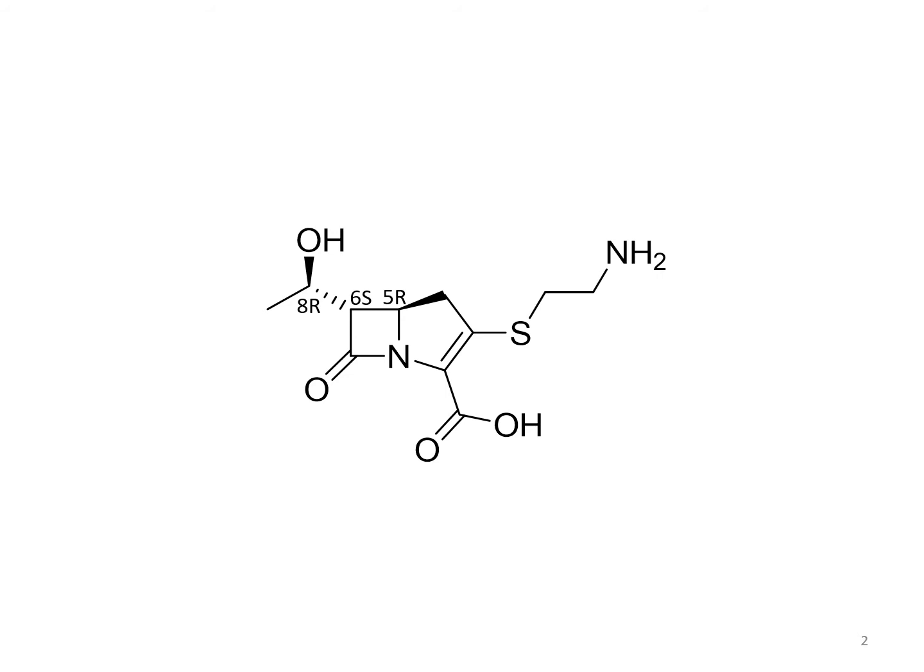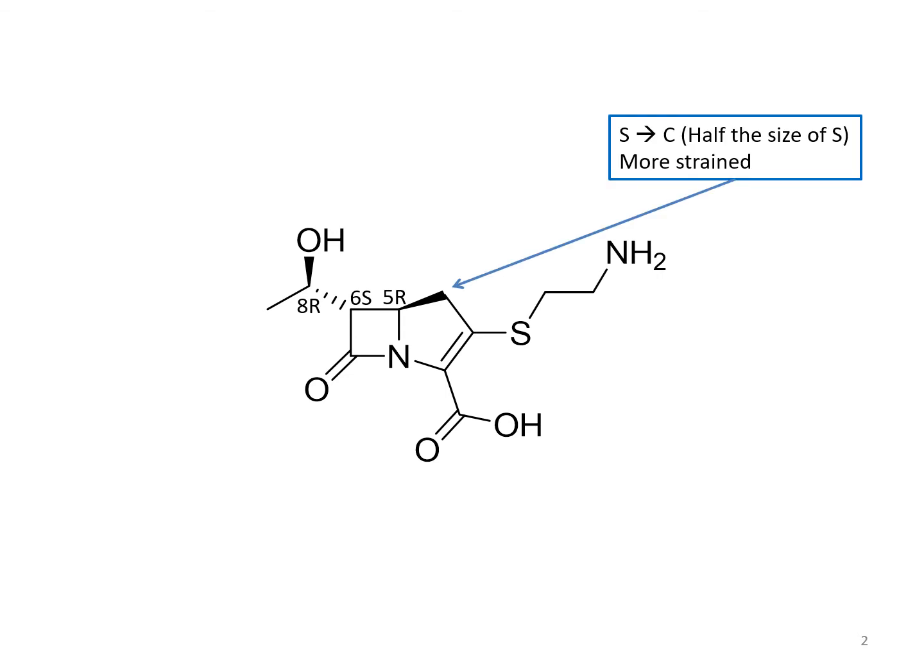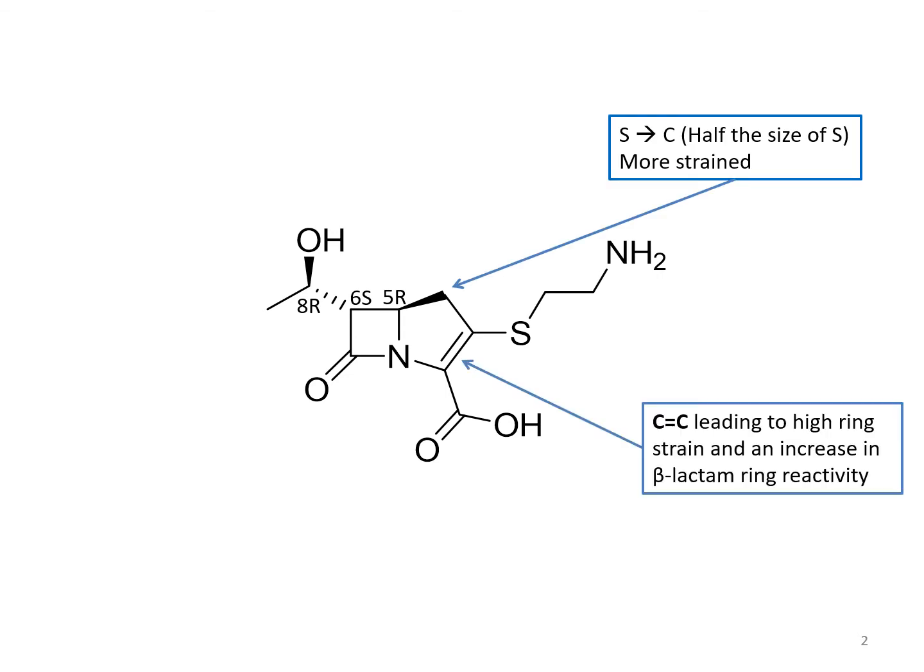The two factors contributing to the increased ring strain are having a carbon instead of a sulfur at position 4 and a double bond. Carbon, relative to the sulfur in penam, is half its size, which adds more strain to both the 5-membered and the beta-lactam rings. The endocyclic olefinic bond that connects carbons 2 and 3 is shorter than a single bond.